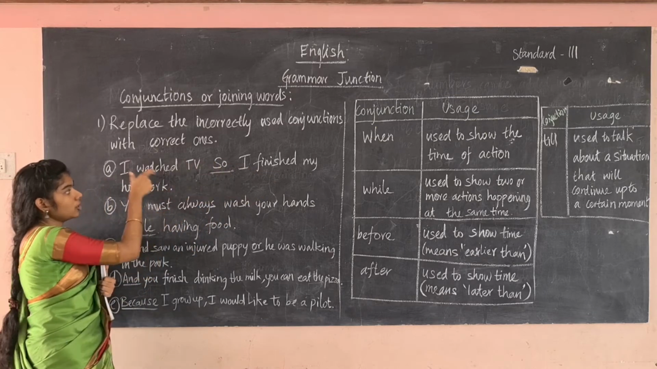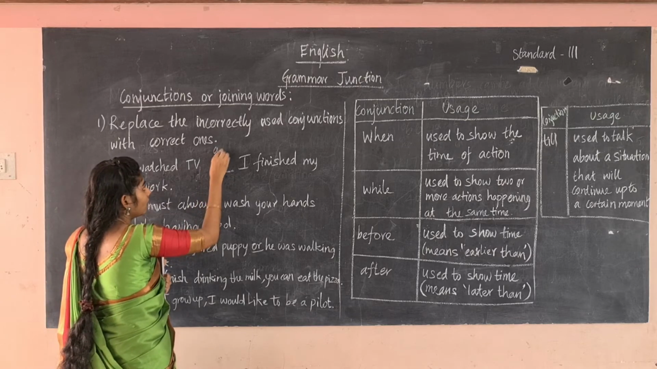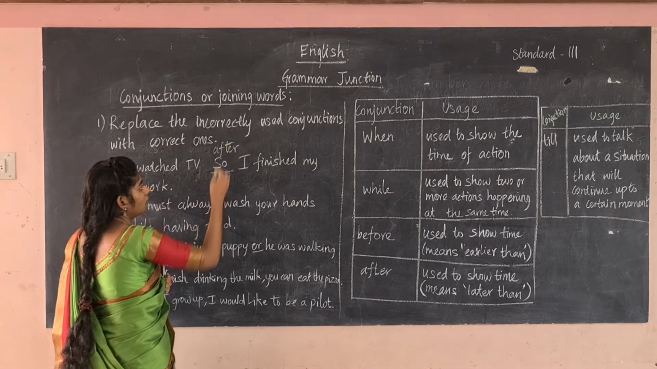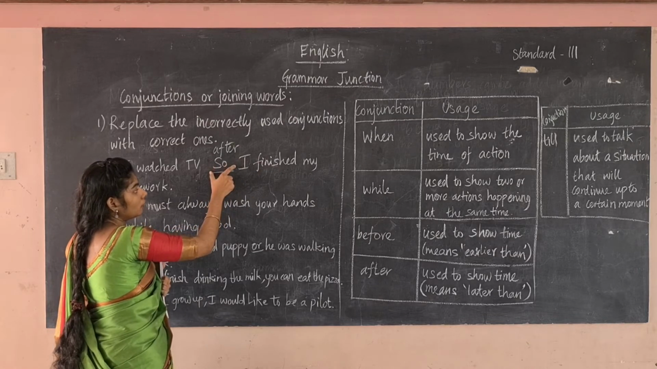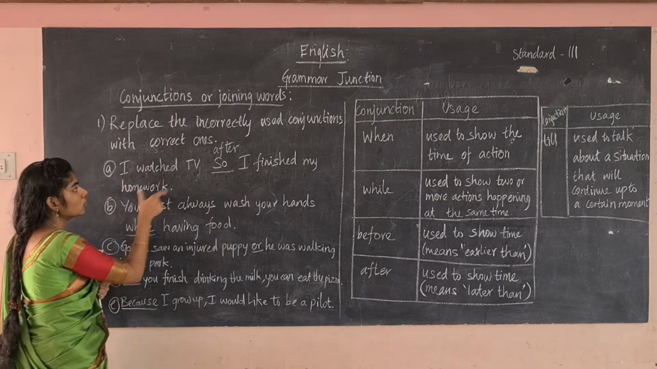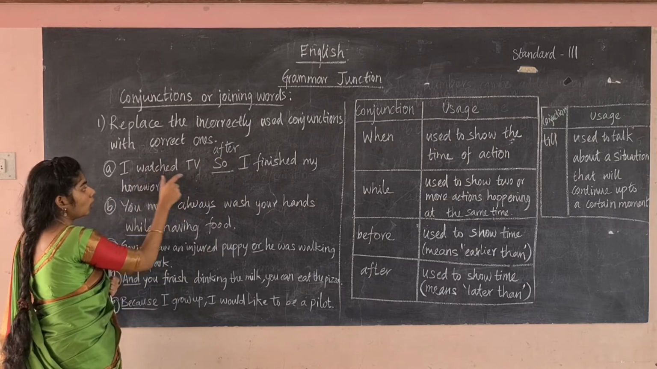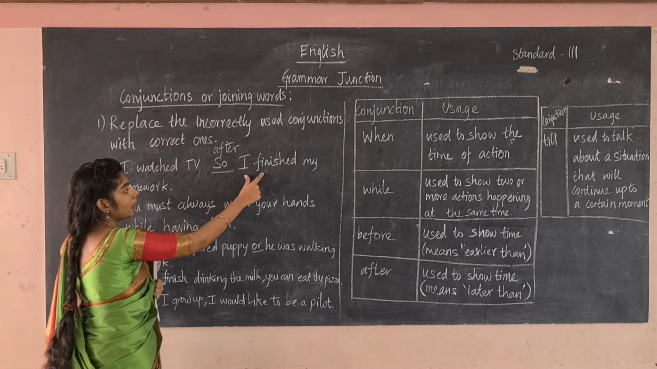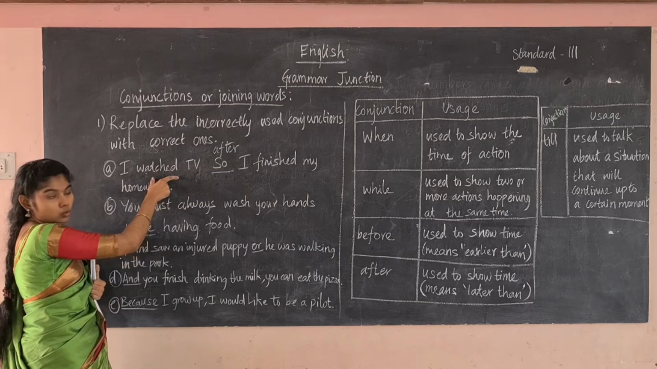After finishing only you are watching TV. So here the exact conjunction word is after. After, the time is represented here where we have finished the homework. When we have finished the homework, I finished my homework. So the conjunction word "after" will be suitable here. I watched TV after I finished my homework. You are watching TV.